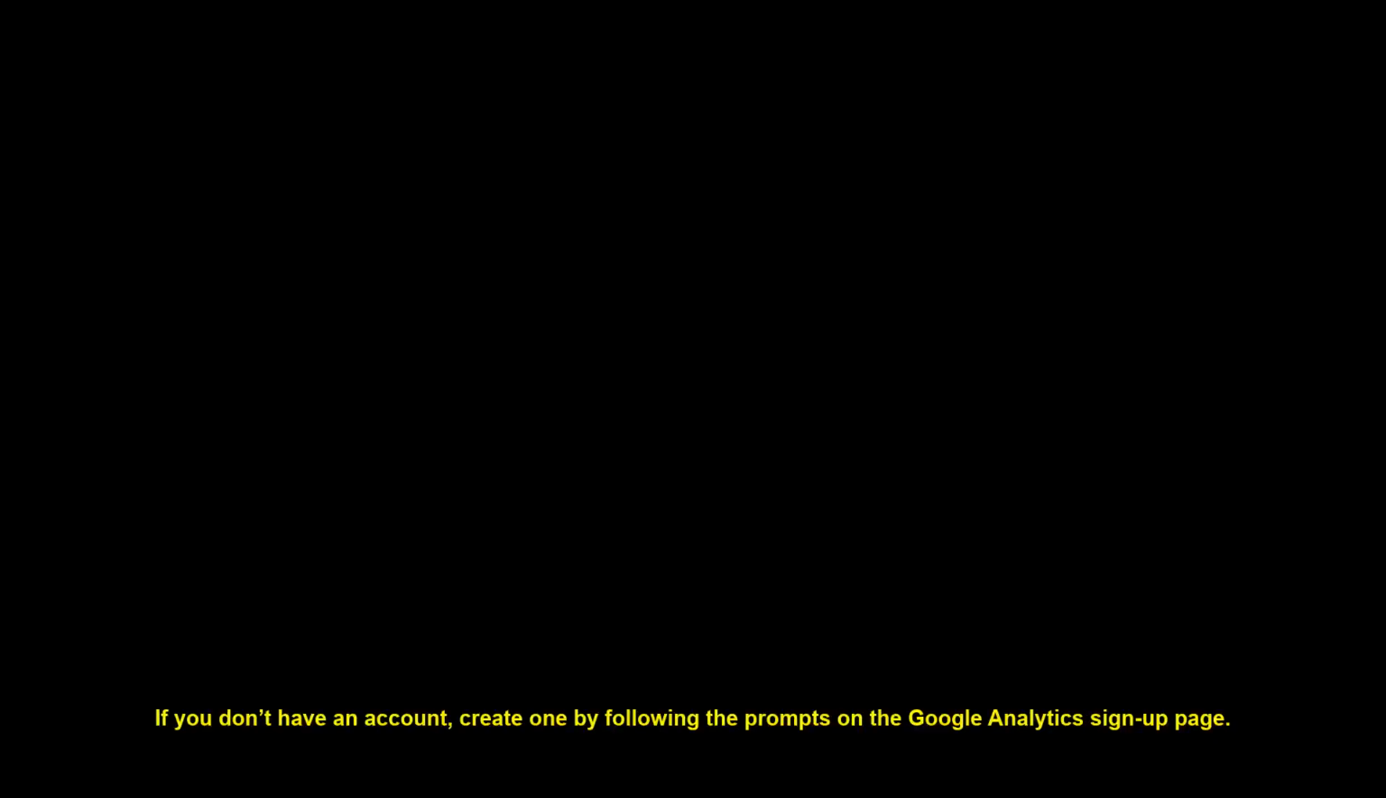If you don't have an account, create one by following the prompts on the Google Analytics sign up page. Once logged in, click on the admin button located in the lower left corner of the screen. In the admin panel, locate the account column and click on the drop-down menu. Choose the account where you want to create the property.